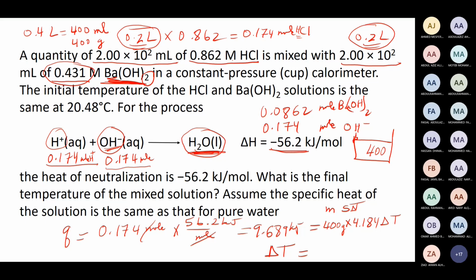Clear, doctor. Okay, good. All right. Calculate delta T. You have 400 gram, the specific heat, and you have the heat, which is this one. What's delta T? It's 5.79. Exactly. And so what will be the T final?